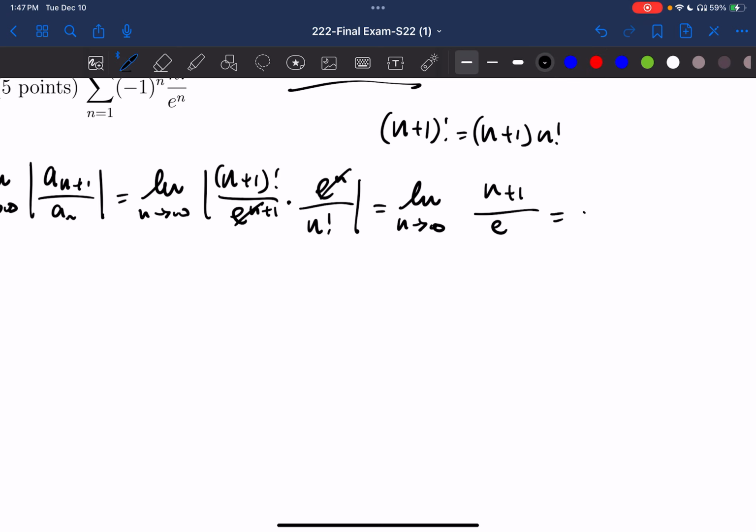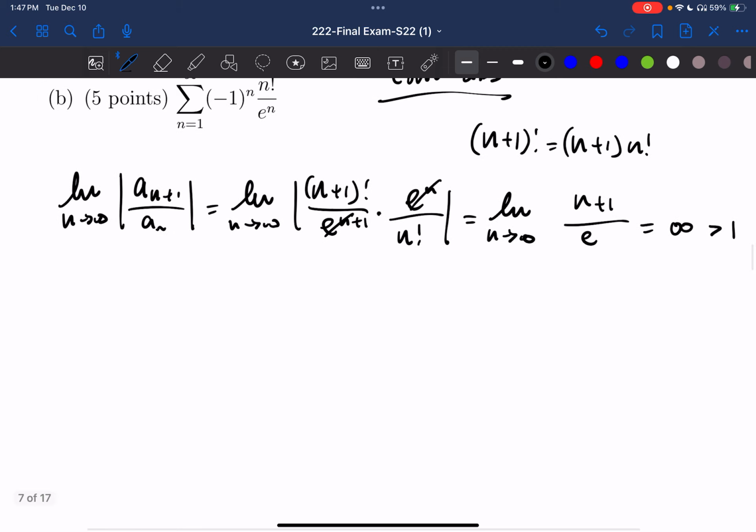This will be equal to infinity. We can conclude that infinity is always greater than 1, obviously. Therefore, by ratio test, the series is divergent because it's greater than 1.